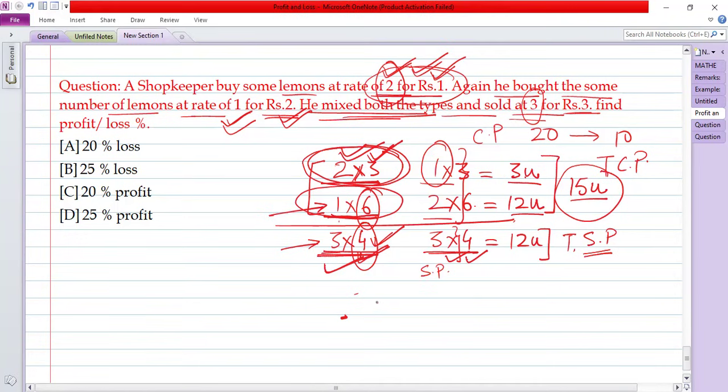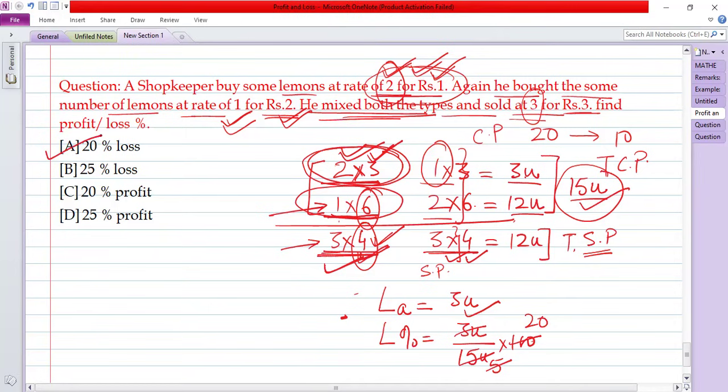Obviously, here there is a loss. So what is the loss amount? It will be nothing but 3 units. And what is the loss percentage? It is the loss amount divided by the total cost price, 3 units divided by 15 units, into 100. So this will simply cancel out, 5 goes here 20, so 20% loss.